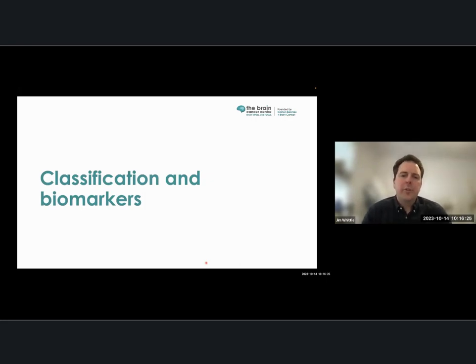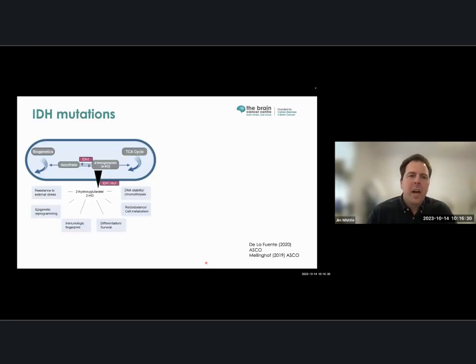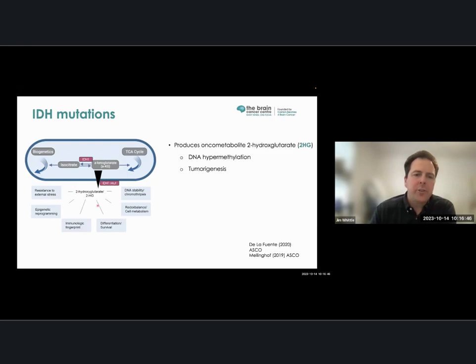So I wanted to go through each of those key biomarkers in a little bit more detail and why they're important. IDH mutations: going back to medical school and the TCA cycle, we know that mutations in IDH1 lead to a production of this metabolite, alpha-ketoglutarate, which is then transformed into 2-hydroxyglutarate, which has a number of mechanisms, particularly with DNA hypermethylation, and ultimately promotes tumorigenesis. And the current thought is that the IDH mutation is the earliest tumorigenic event in these lower grade gliomas.